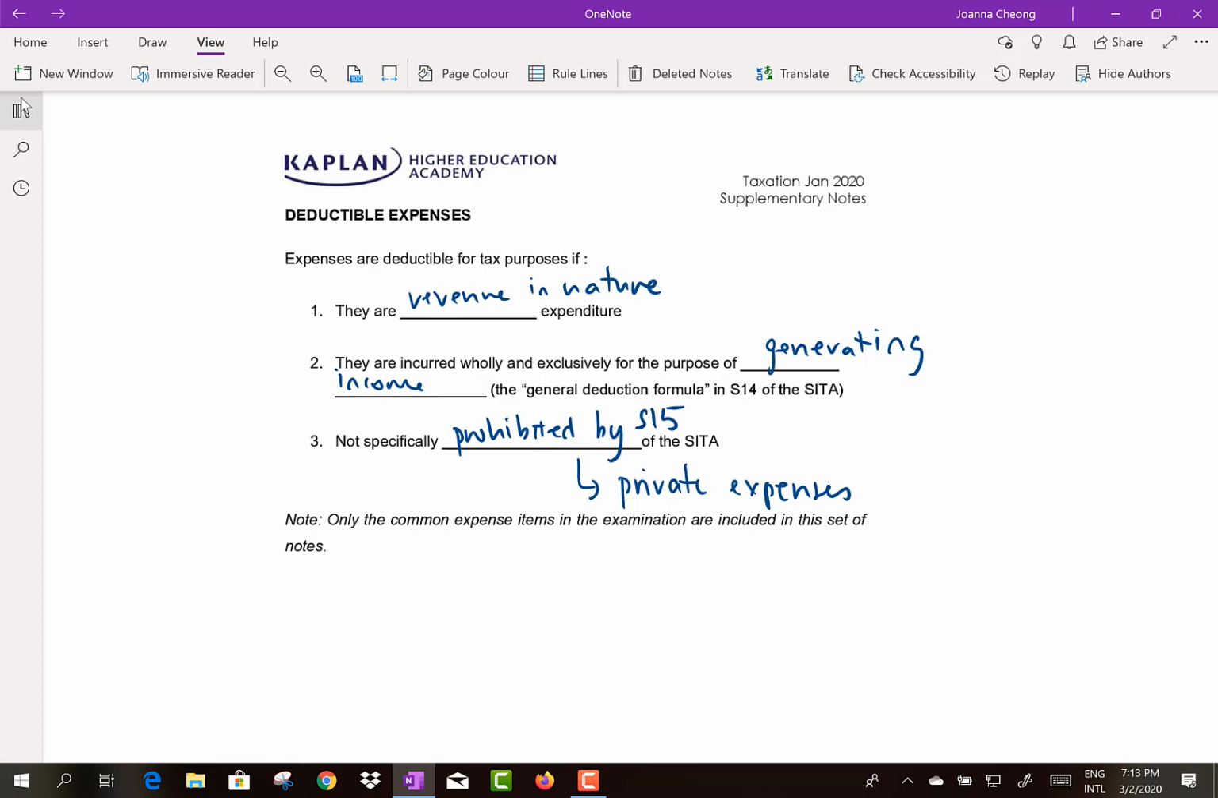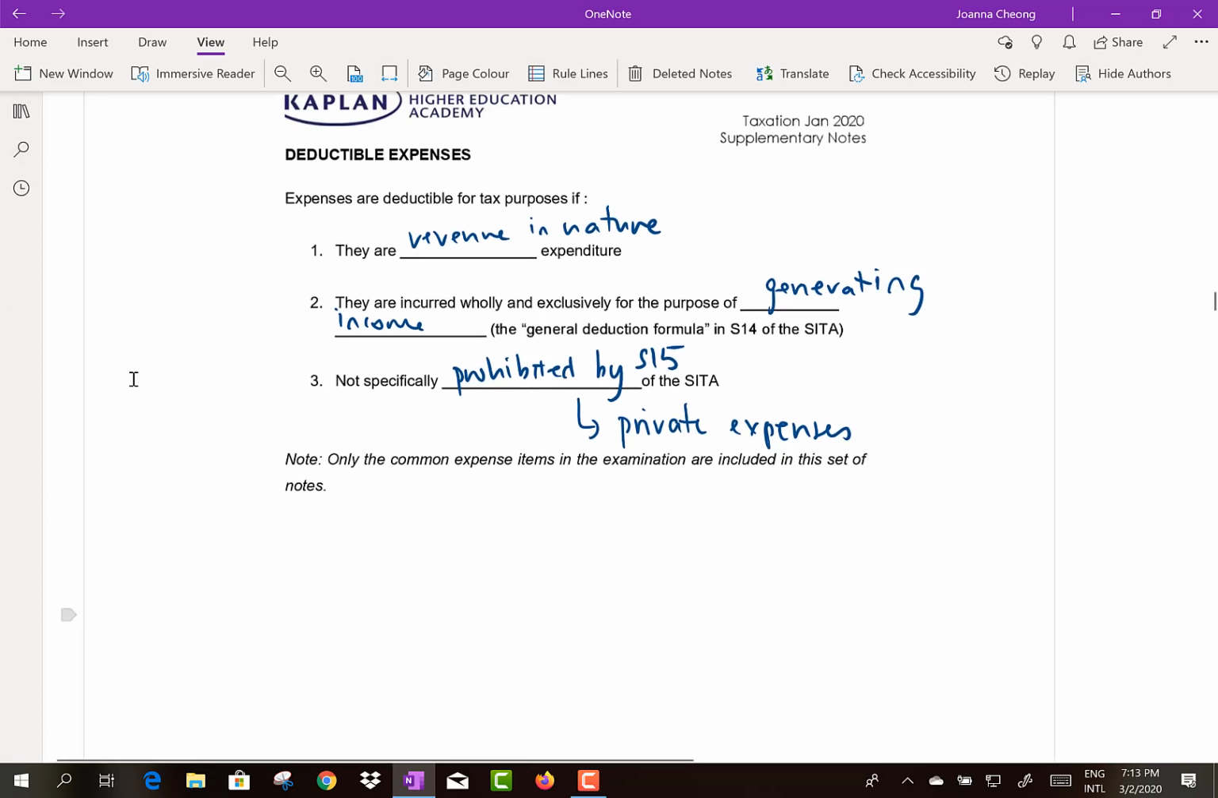So ultimately, Section 15 is the most powerful. Why? Because even if it is revenue in nature, even if it is incurred for the purpose of generating income, if Section 15 says cannot deduct, straight away cannot deduct. We will look at a whole list of Section 15 items after next week. That is more commonly tested in an examination.